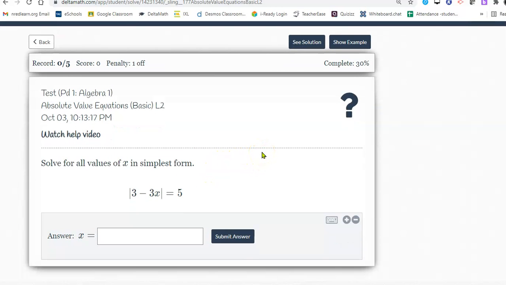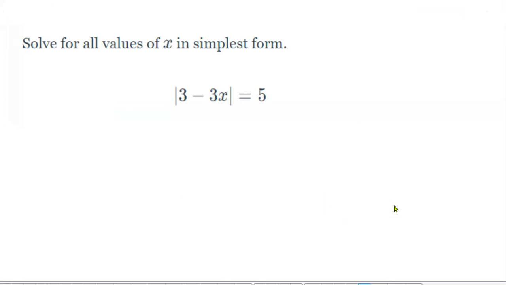So absolute value is a distance in two directions. So that means you're going to have two separate equations. So the first thing I want you to focus on is making sure that there's no math outside of those absolute value bars, right? There's no coefficients out here. There's no constants out here. Because if there was, you'd have to move them over to the other side. So the absolute value and the quantity inside is the only thing that remains.